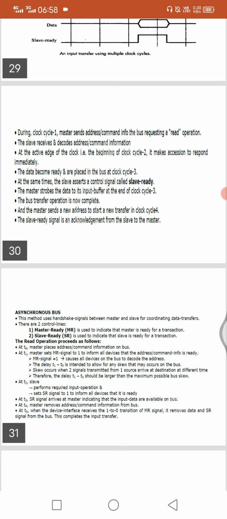The slave ready signal is an acknowledgement from the slave to the master. So here also there is acknowledgement. Because of this acknowledgement we understand the status of the other side, because we don't see what the status of the other side is. With the help of acknowledgement, we can understand the status of the other side.